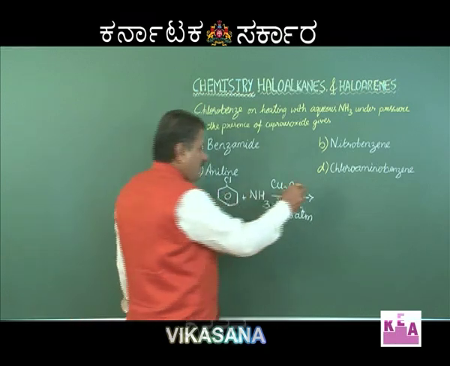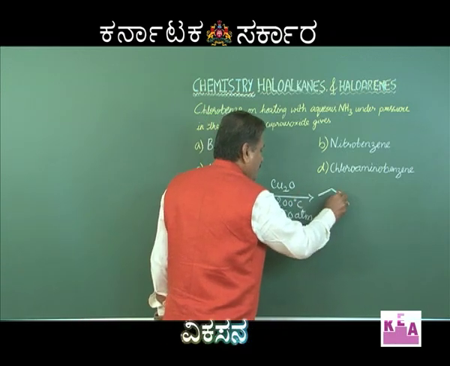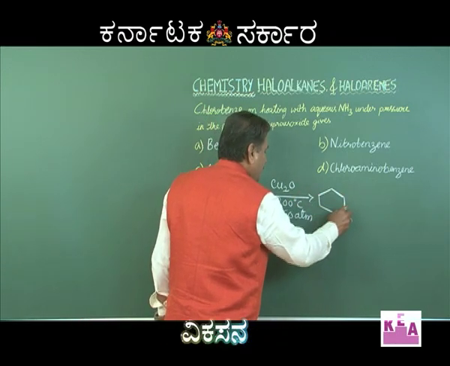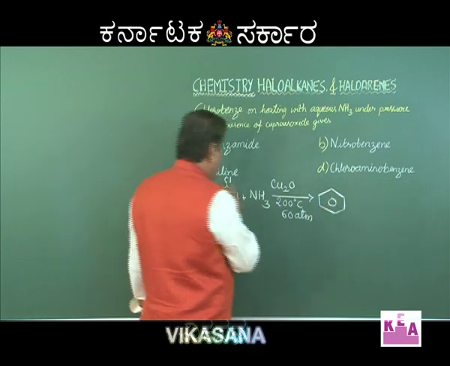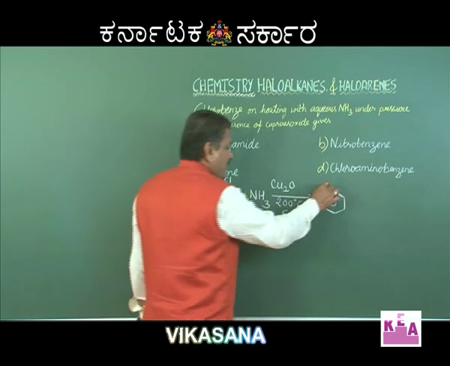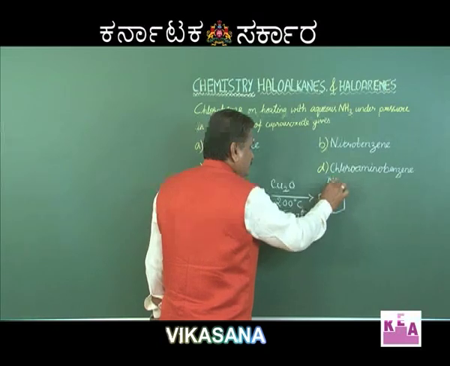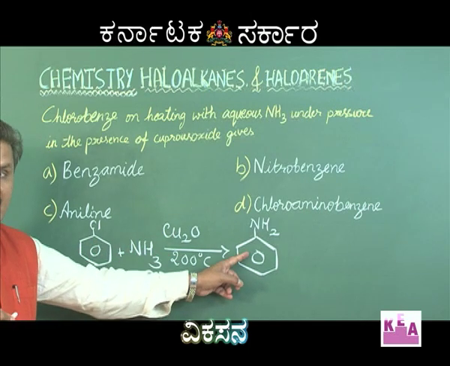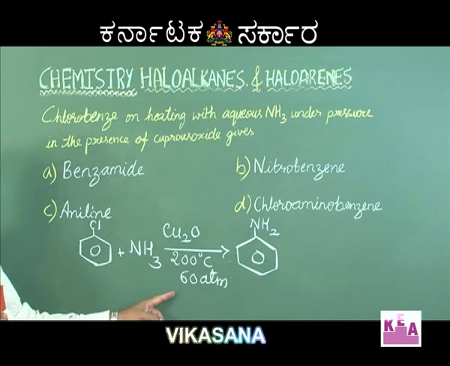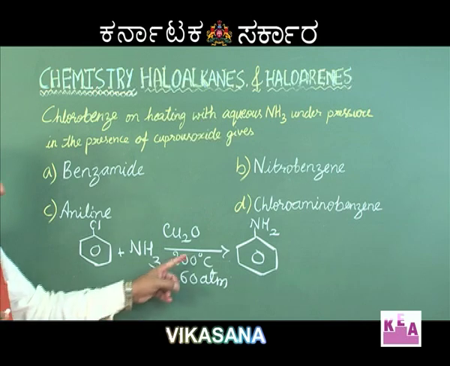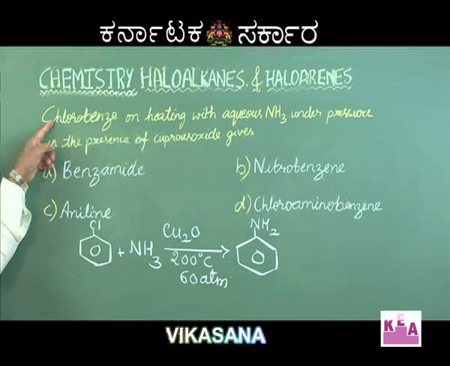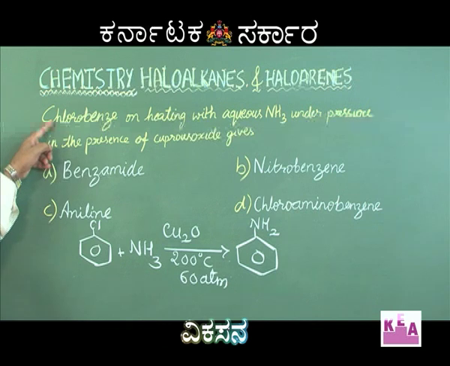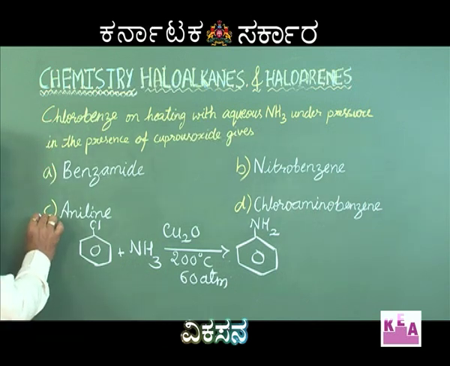we have nucleophilic substitution of chlorobenzene. So, Cl is replaced by NH2. So, chlorobenzene gets converted into aniline under these drastic conditions. So, the correct option for this question is option C, aniline.